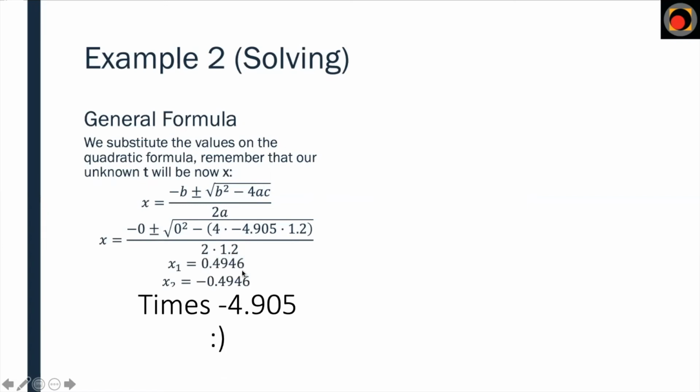You put that in the calculator and it will tell you two values. We always keep the positive number because we're talking about time. So this means that it will take 0.4946 seconds. If we round up, well, we can say that it's 0.5.